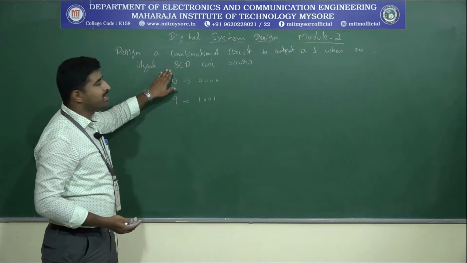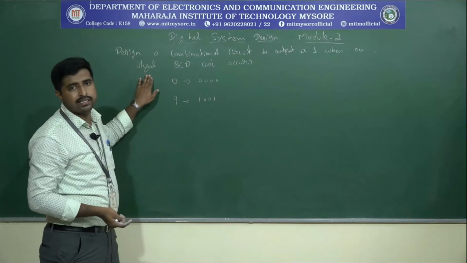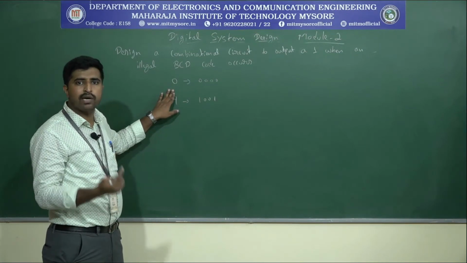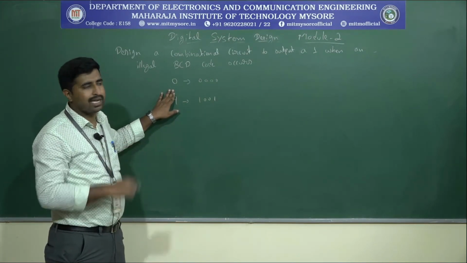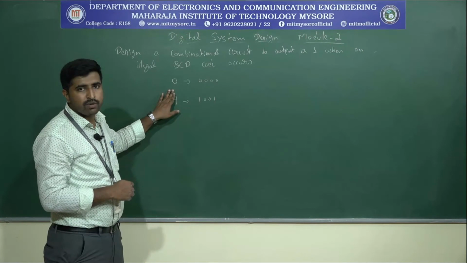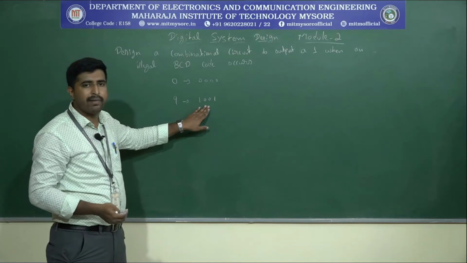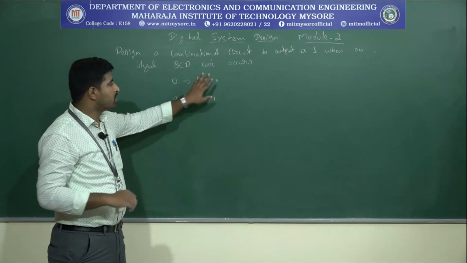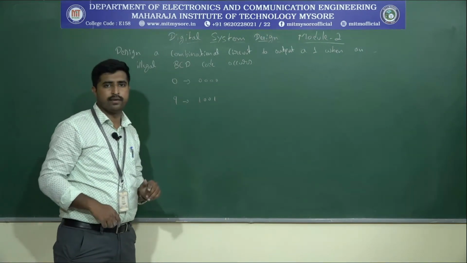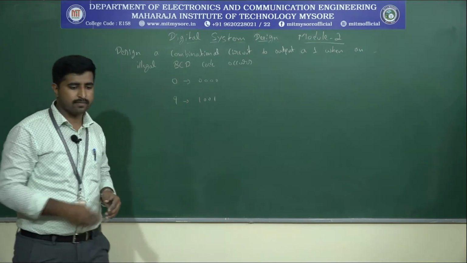Here we need to design a combinational circuit to output 1 when an illegal BCD code occurs. That means when a code other than a BCD code occurs, the output must be 1. If a BCD code occurs, the output must be 0. That is the type of combinational circuit we need to design. How many inputs will there be? 4 bits, because the BCD codes are 0 to 9, and to implement a 9 we need 4 bits. So the inputs will be 4 bits and only one output will be there. Let's write a truth table for this problem statement.